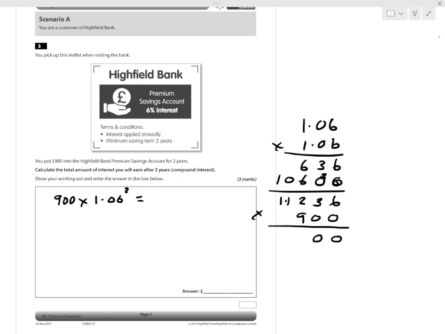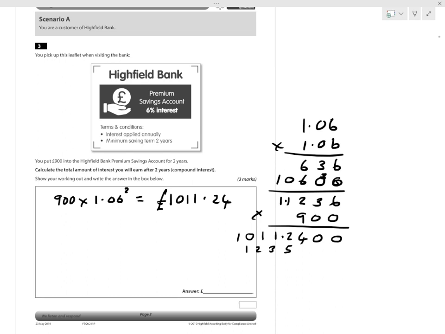6 nines are 54. 3 nines are 27, 32. 2 nines are 18, 21. 9, 10, 11. And 9, 10. So I reckon that's £1,011 and 24 pence.